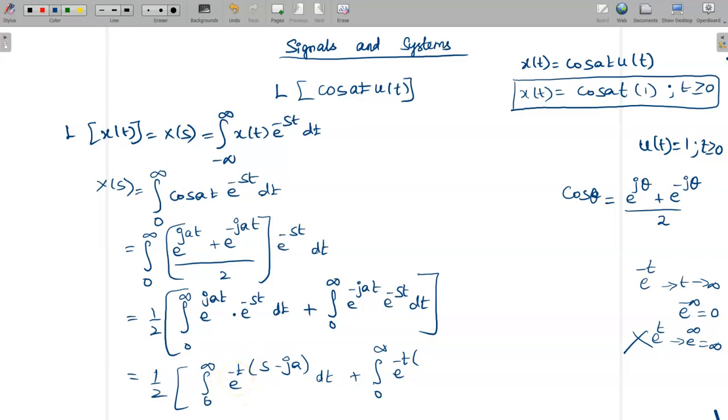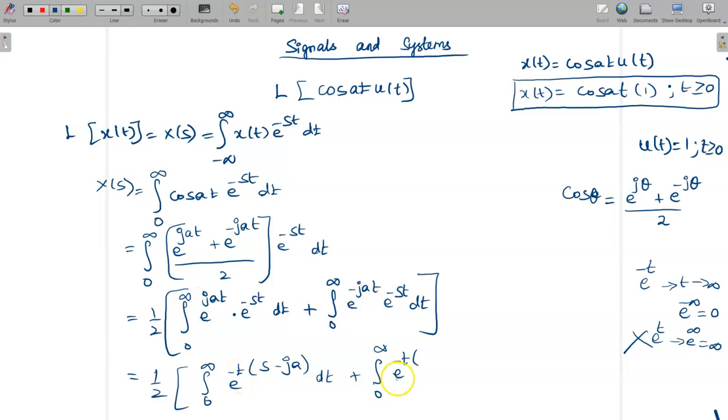So whenever the limits are 0 to infinity, you should rearrange your exponential term such that you have e power minus t outside. Suppose the limit is minus infinity, then you should take e power t outside. But here it is infinity, so take minus t outside. You should remember this step.